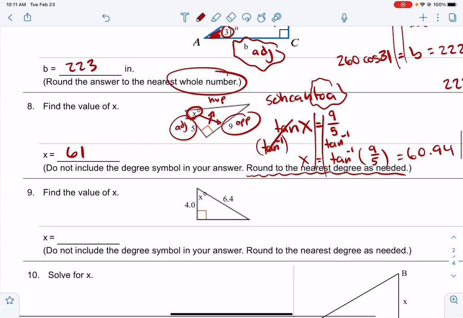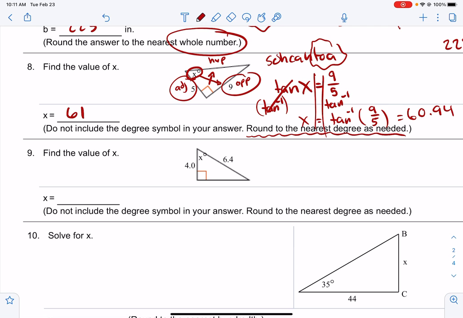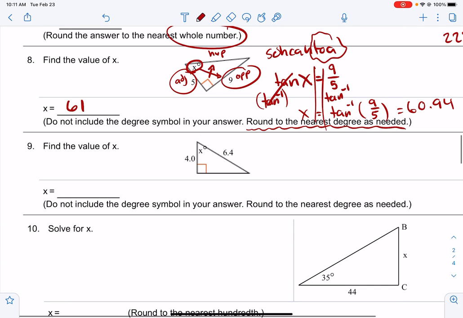Okay, number 9 looks a lot like what we just did. I'm looking for an angle, but this time it gives me different sides of my triangle. So first thing I'm going to do is label. Across from the 90 is my hypotenuse. Across from my angle is the opposite, which means that the 4, what's left over, that's my adjacent side.